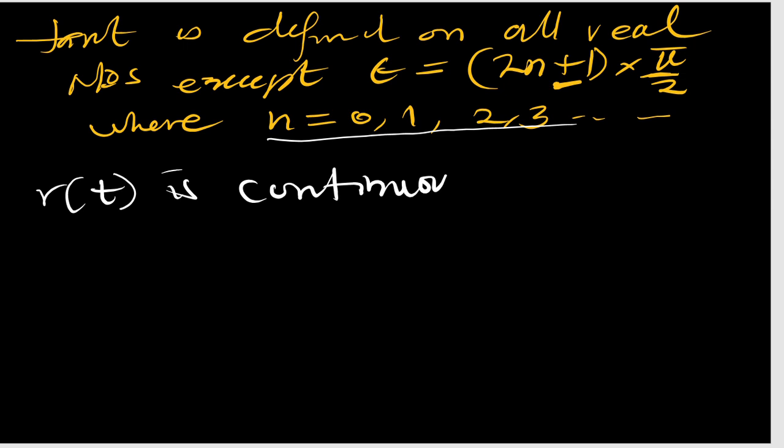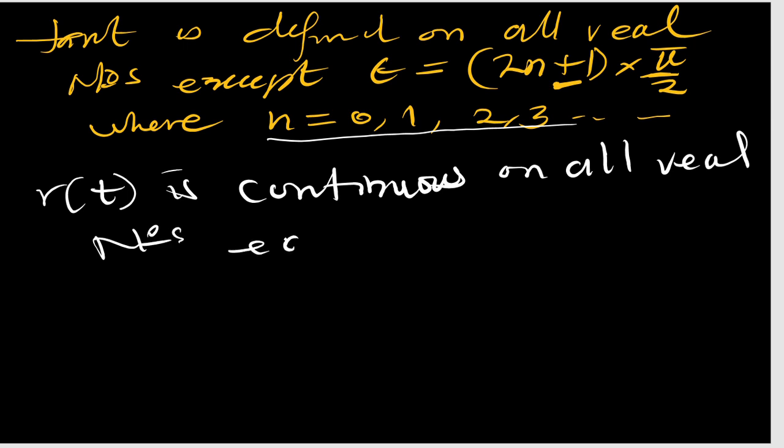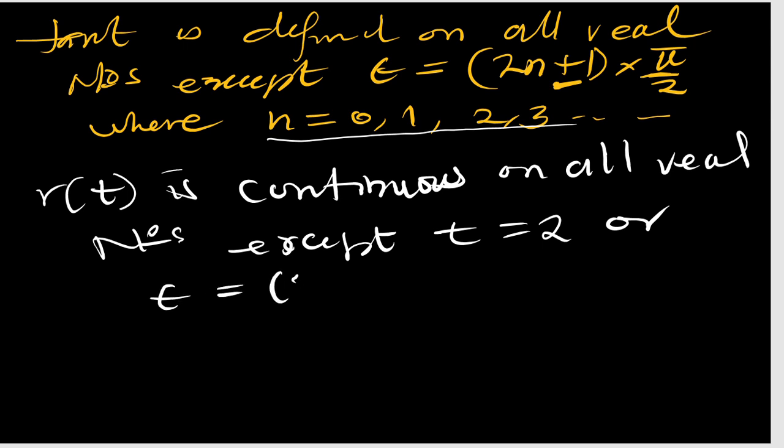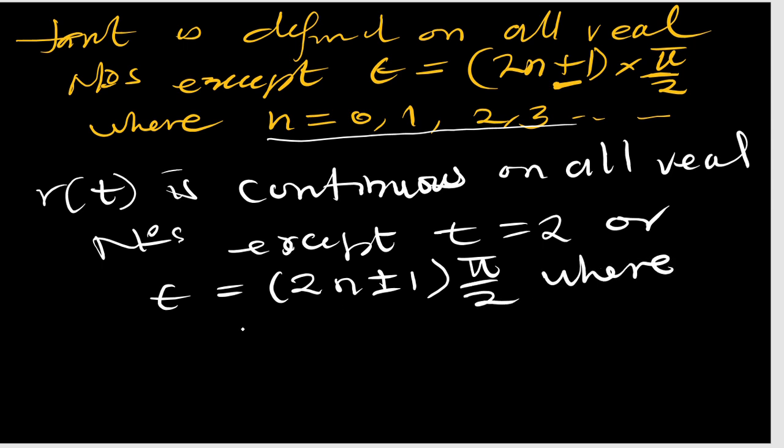So we can now state that our r of t is continuous on all real numbers except t is equal to 2 or t is equal to 2n plus or minus 1 multiplying pi on 2, where our n is equal to 0, 1, 2, 3, etc. So that is that. Let's look at the next example.